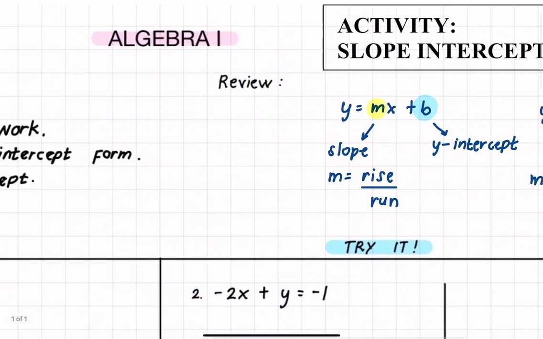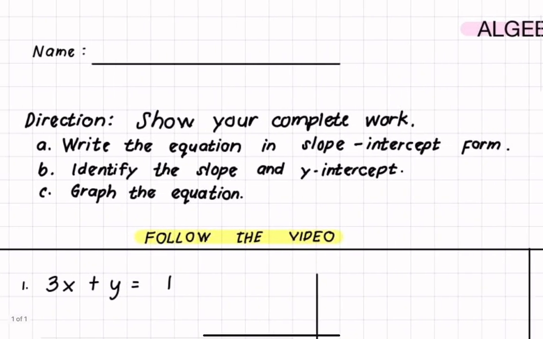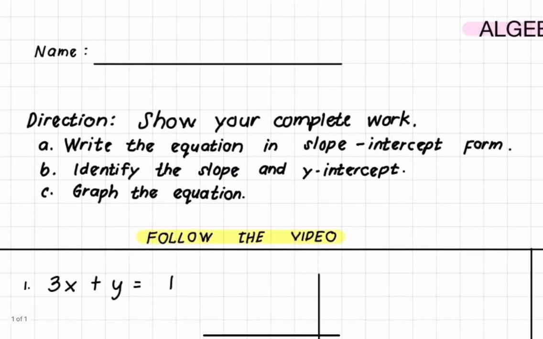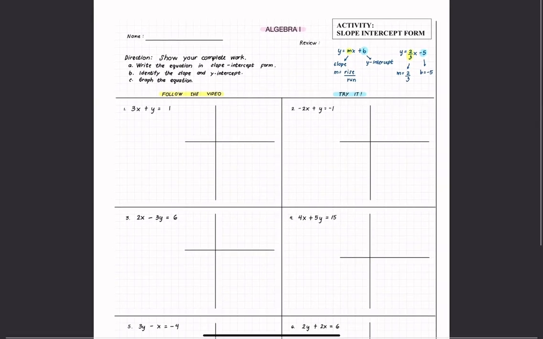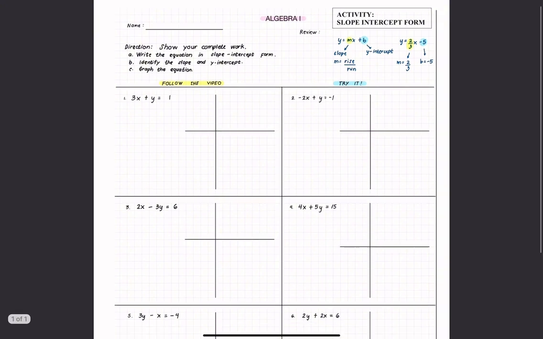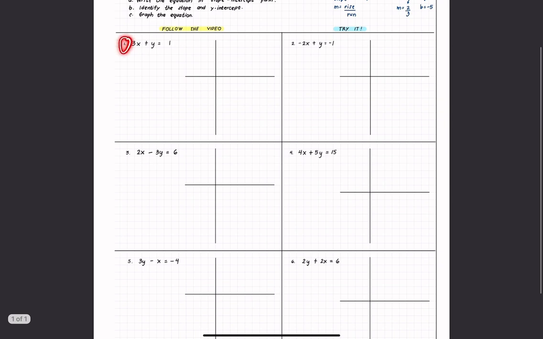Okay, so for the activity for today, the direction is show your complete work. Write the equation in slope-intercept form. Identify the slope and y-intercept. And lastly, graph the equation. So class, I'm going to answer the left column, numbers 1, 3, and 5, and you're going to answer numbers 2, 4, and 6.